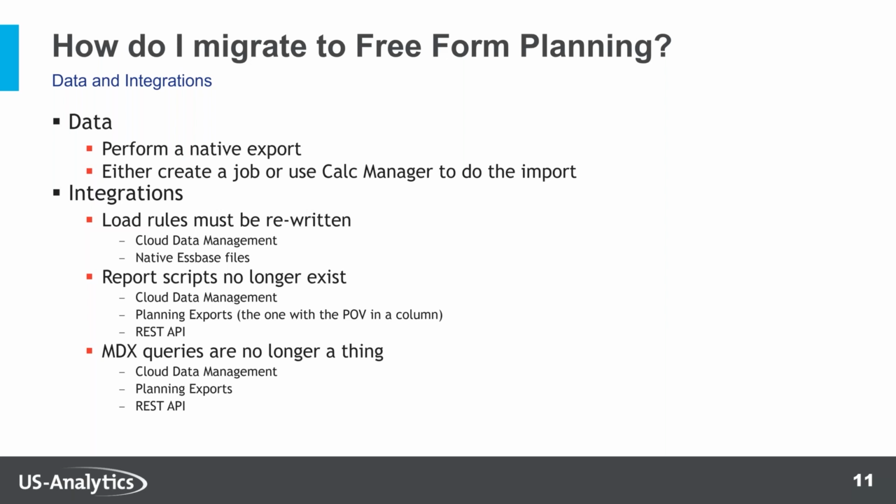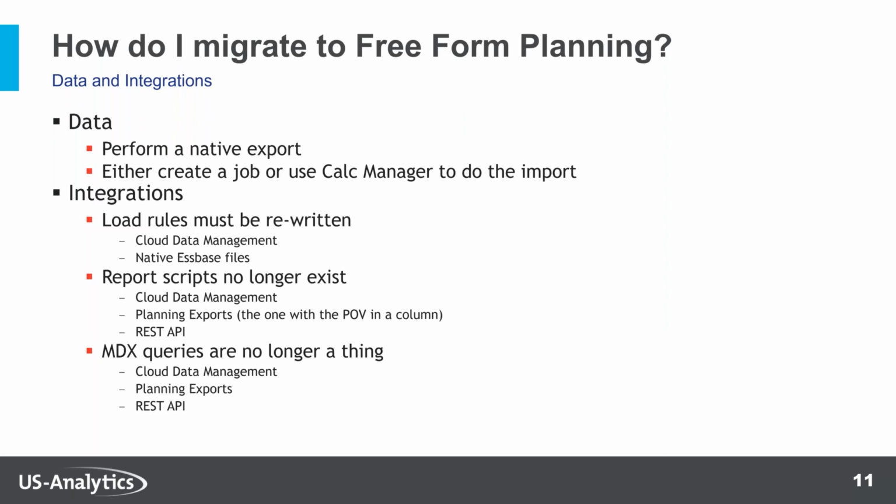So that's one option. Then we also have report scripts. Those don't exist anymore either. So we either have to, again, use cloud data management, or we can use our planning exports. And I leave out the export you can do through Calc Manager here as an option, because I can't automate that yet. There's no way in EPM Automate or in the REST API to say do a level 0 export of everything, unless you're in PCMCS, which doesn't really apply. And then the last option for report scripts, if it's a small set of data and you're familiar enough with the REST API, is to use the REST API to get data out, especially if it's for another application.